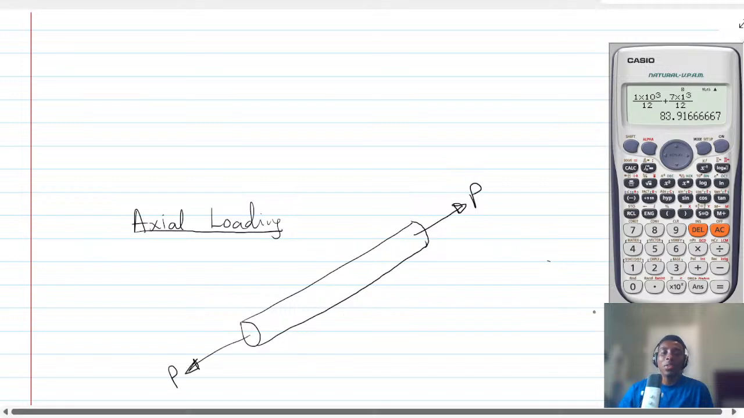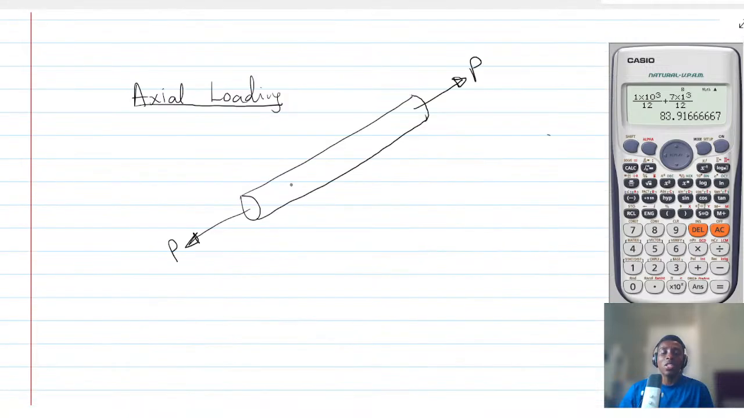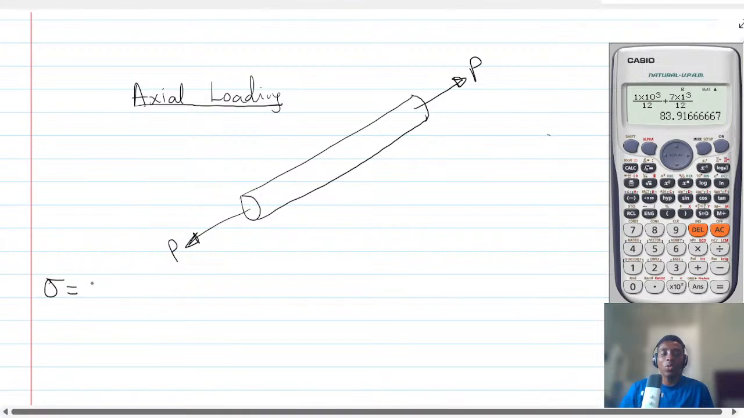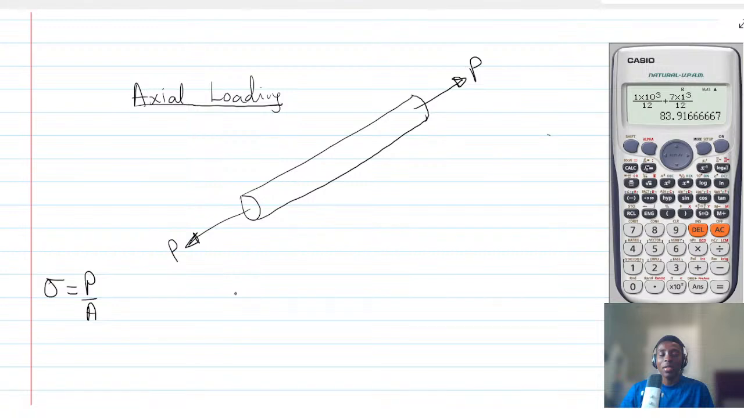there is some form of elongation and some stress. So number one, the first equation which you have to know is that stress is given by load over area, and that area is actually the cross sectional area. Now we also know that stress is given by the Young's modulus and then the strain. So this is another formula you have to know.